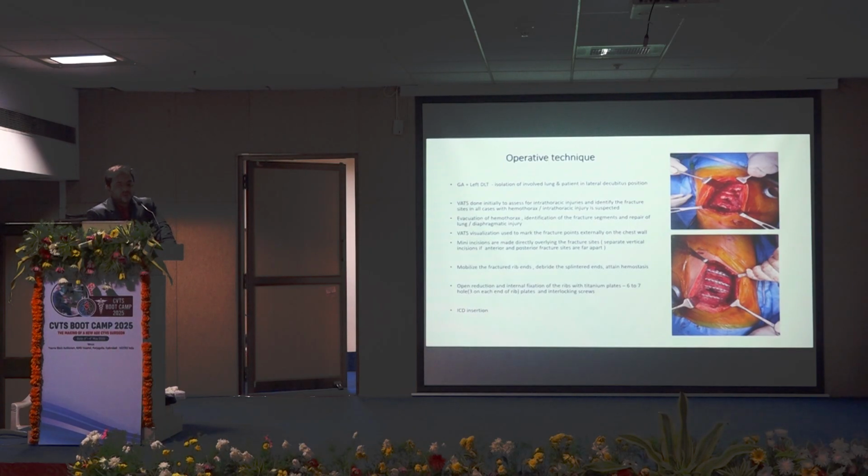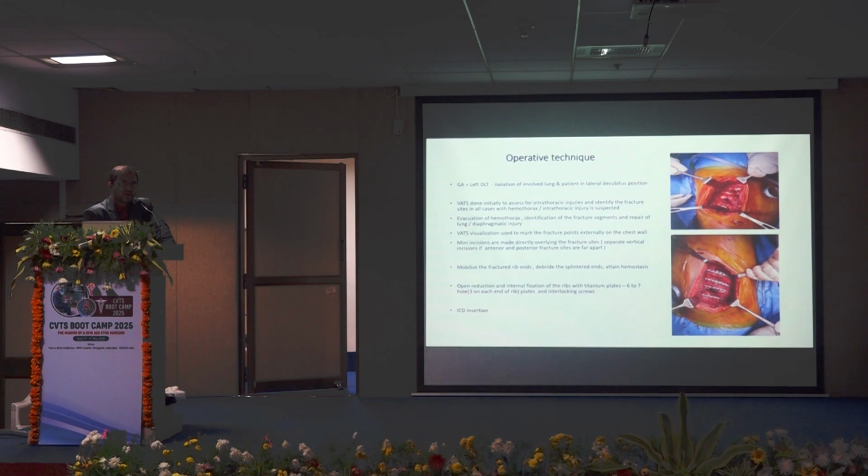The operative technique is usually under general anesthesia with a left DLT for lung isolation, and we usually do VATS. More than 90% of chest trauma cases involve hematoma or hemothorax, along with some other associated injuries. One more thing: most of the time, radiologists may also miss diaphragmatic injuries in these chest trauma cases. So it is always better to visualize before fixing the ribs. It is better to do VATS, put a utility port and see inside.